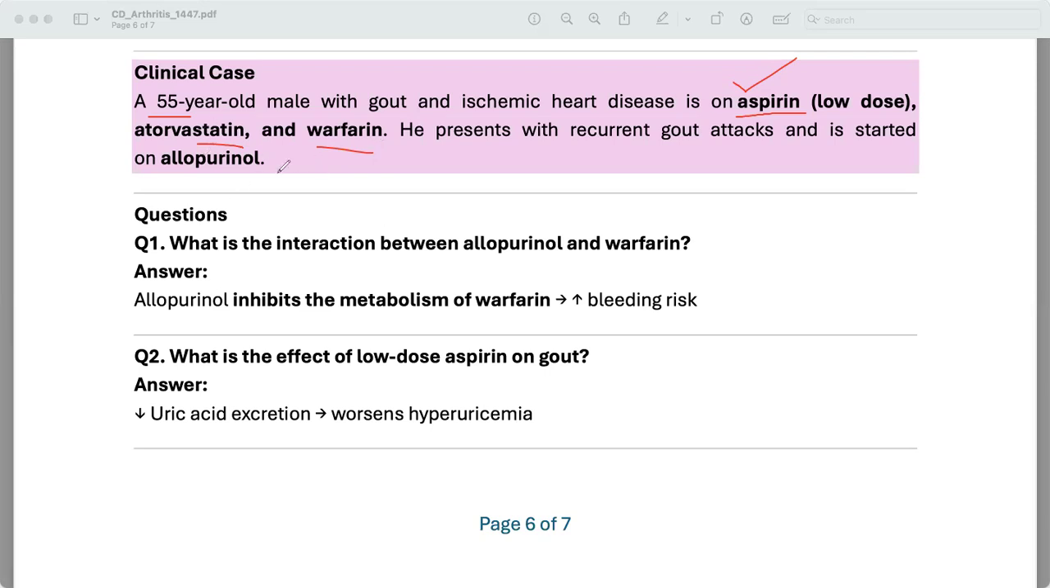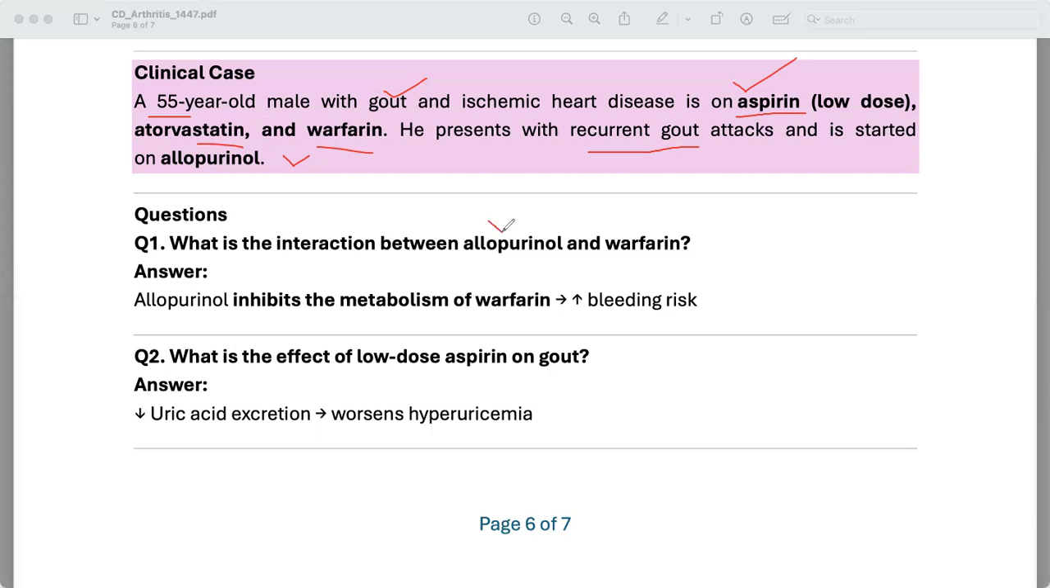So the case is a 55-year-old male with gout and IHD. He is taking low dose aspirin, atorvastatin, and warfarin. He presents with recurrent gout attacks and is started on allopurinol. So this is a case of drug-drug interaction. What is the interaction between allopurinol and warfarin?